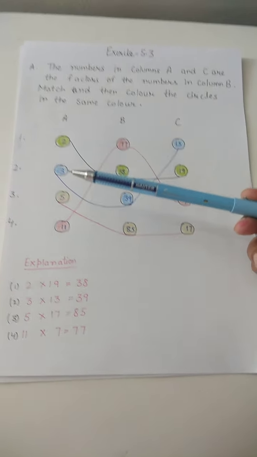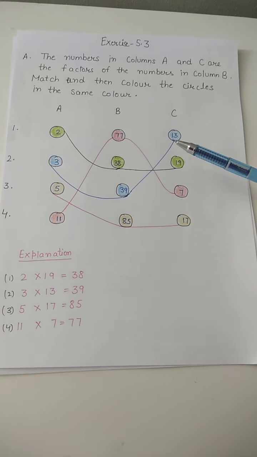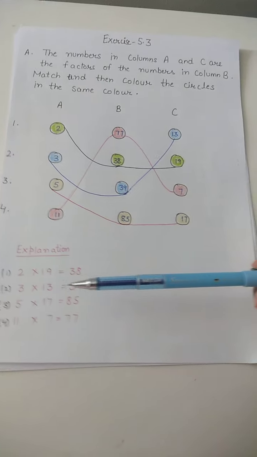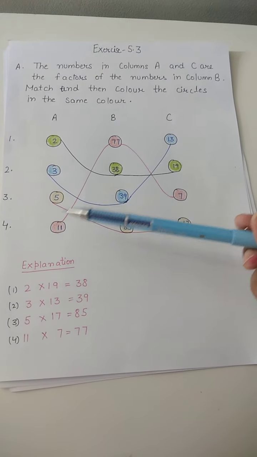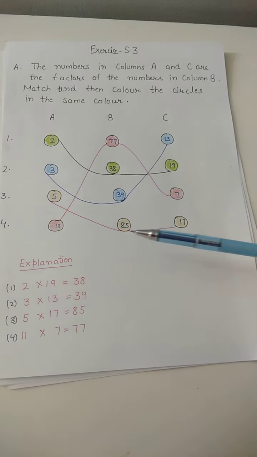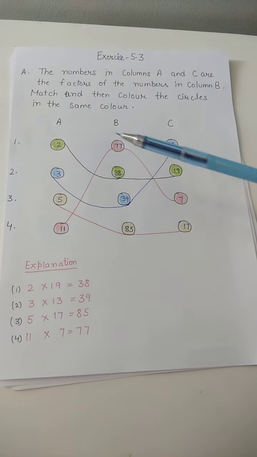Right, now 3. What do we multiply 3 by to get 39? So 13. 3 multiplied by 13 is 39. So look here, 3 multiplied by 13 is equal to 39. Right, then 5. Which number can go? 85. Yes, 5 multiplied by 17, what will come? 85. Then 11 multiplied by 7 is 77.